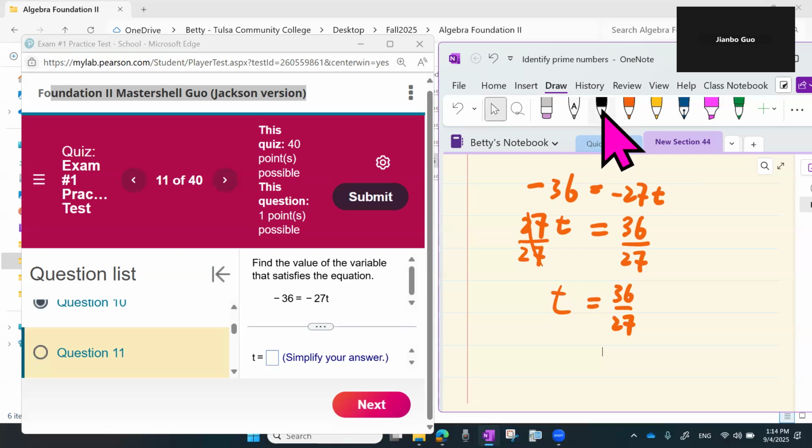The result, 36 over 27, both numerator and denominator are divisible by 3. So we divide both top and bottom by 3. Numerator, 36 divided by 3 is 12. Denominator, 27 divided by 3 is 9. And look at 12 over 9. It is still not simplified yet. 12 is divisible by 3. 9 is also divisible by 3. So we can do that again. 12 divided by 3 is 4. 9 divided by 3 is 3. So the answer is 4 over 3.